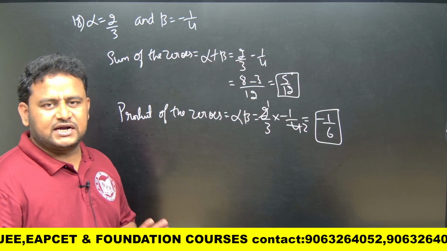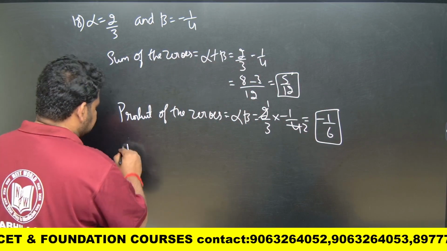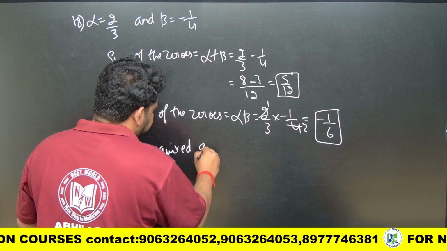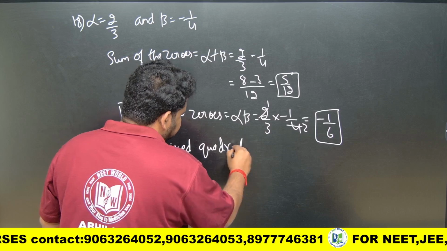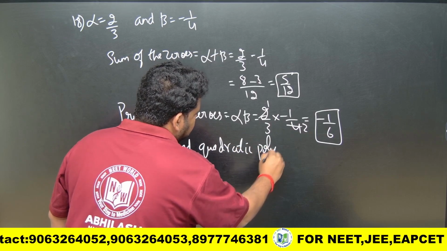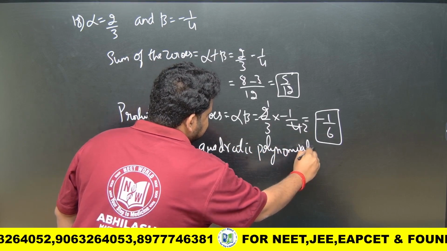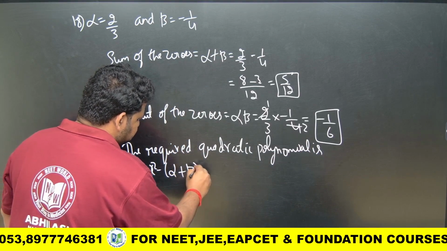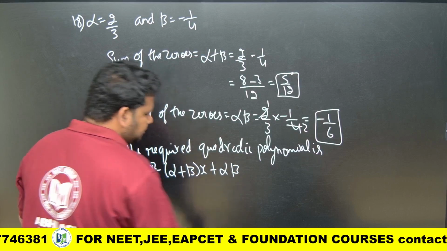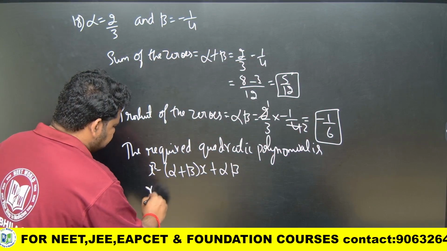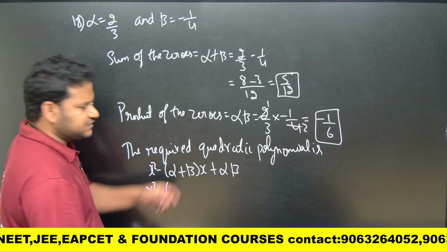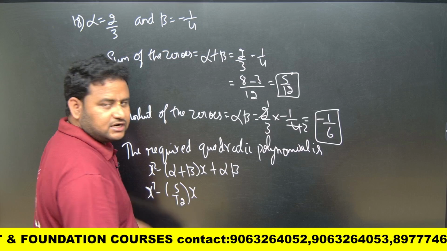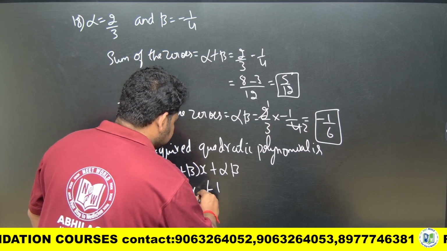Okay, so the required quadratic polynomial is x square minus (alpha plus beta) x plus alpha beta. Now let me substitute the values. X square minus (alpha plus beta), which I got as 5 by 12, times x, plus alpha beta, which I got as minus 1 by 6.